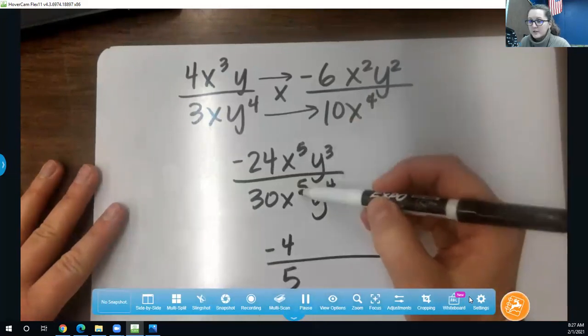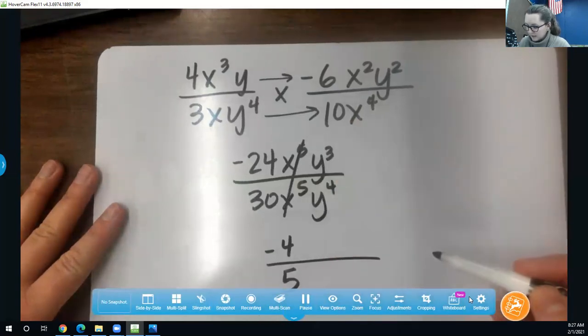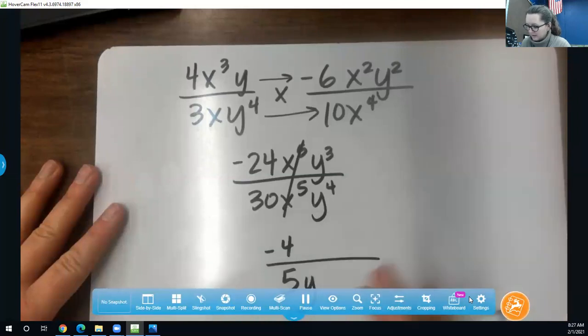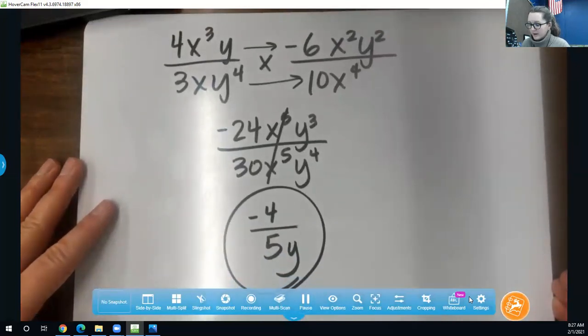I can subtract using my quotient rule. So I have no more x's, those cancel out. And if I subtract here, I get a negative 1, so we have a y in the denominator. So that is your simplified form, negative 4 divided by 5y.